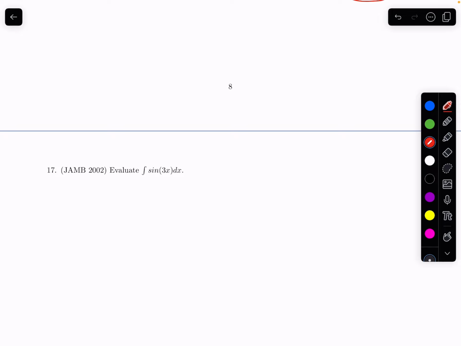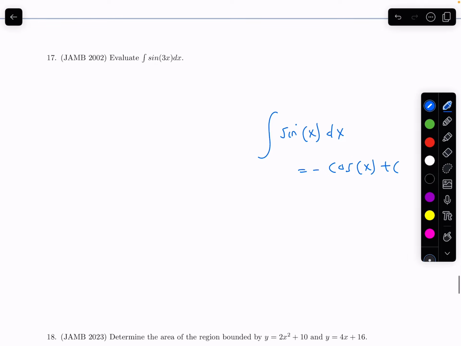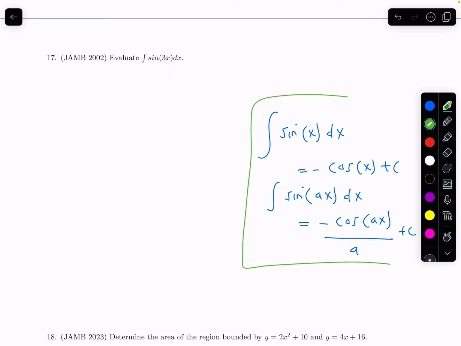Okay, how about question number 17? Now you need to note that the integral of sine is negative cos. The integral of sine of x dx is negative cos x plus c. And also the integral of sine of ax dx is going to be negative cos ax divided by a plus c. So note that that will be very helpful.